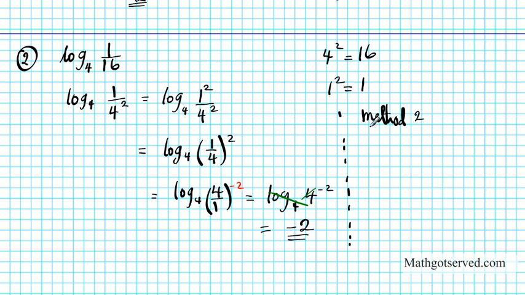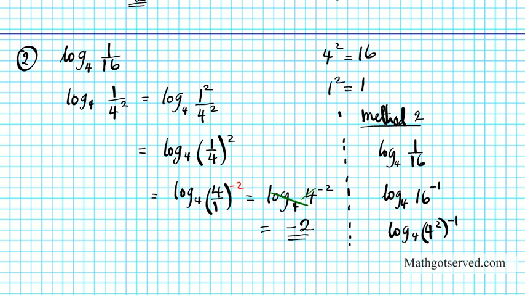If I have log base 4 of 1 over 16, I can just write this as log base 4 of 16 to the negative 1. Just reciprocate that. And then I'll express, since 16 is 4 squared, this is going to be log base 4 of 4 squared to the negative 1.